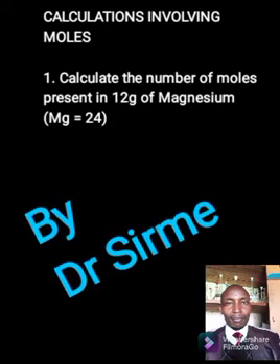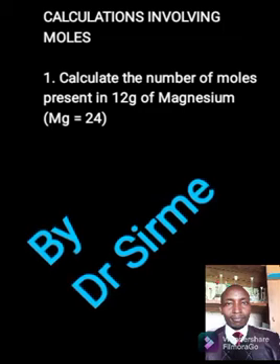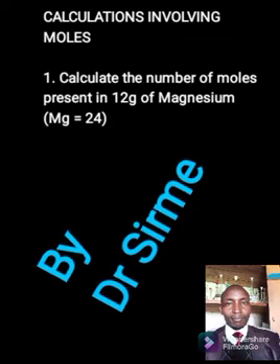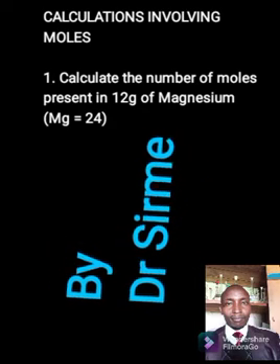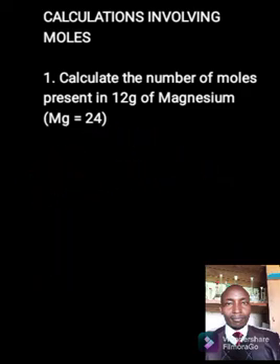For instance, assume you're told to calculate the number of moles that are in 12 grams of magnesium. You're further given that magnesium has a relative atomic mass of 24. Now, what you can do, just pause the video and try to attempt the question. Good. After attempting the question, now I can show you how you go about that.